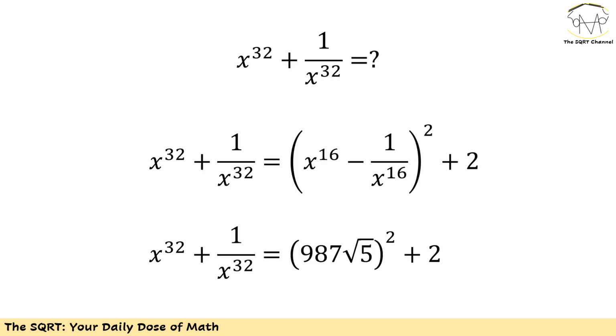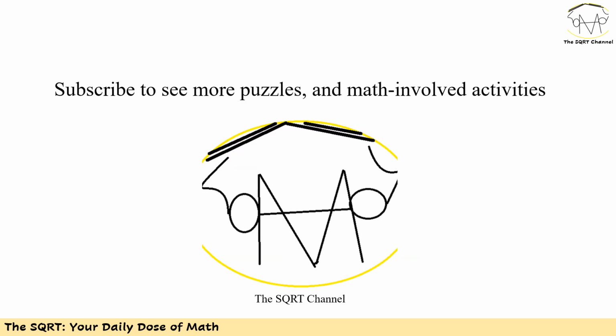Let's do that now. It's quite simple. We are going to write x to the power of 32 plus 1 over x to the power of 32 as power of 2 of x to the power of 16 minus 1 over x to the power of 16. And then we need to add 2 to this expression. At the end, evaluating this final expression is just replacing what we had for x to the power of 16 minus 1 over x to the power of 16 and then taking power of 2 of that and adding 2 to the final outcome.